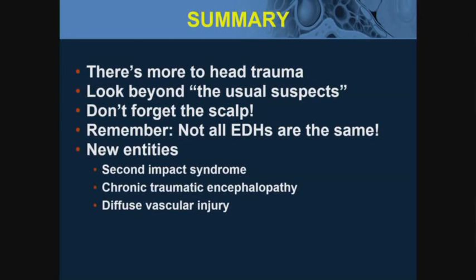And remember the new entities: second impact syndrome, excitotoxic brain injury. And if you see more mass effect and cortical swelling than you can account for under the subdural hematoma, which can be very thin, alert the neurosurgeons that this patient may be developing catastrophic brain swelling early on. And finally, don't forget CTE, chronic traumatic encephalopathy, and this new entity of diffuse vascular injury, which is best depicted on susceptibility weighted scans. Thank you very much.